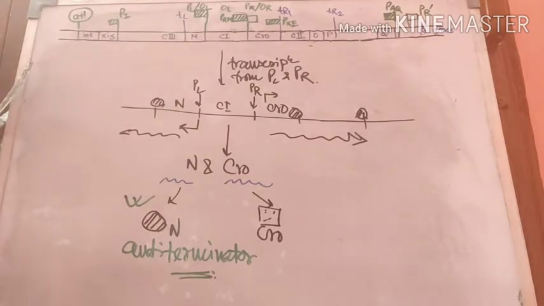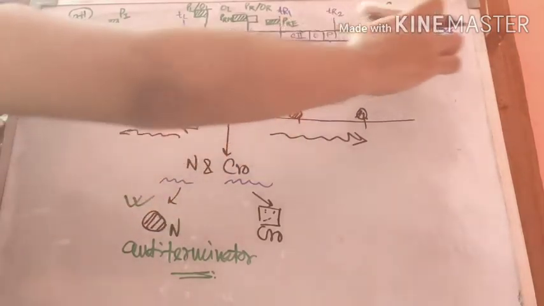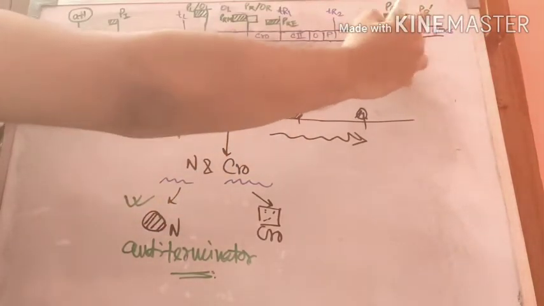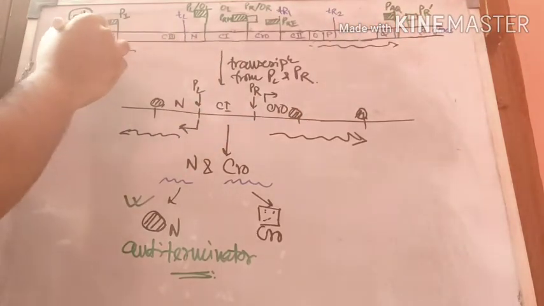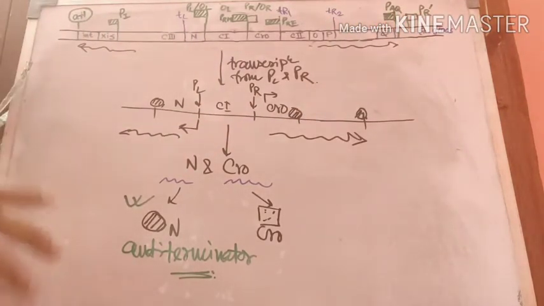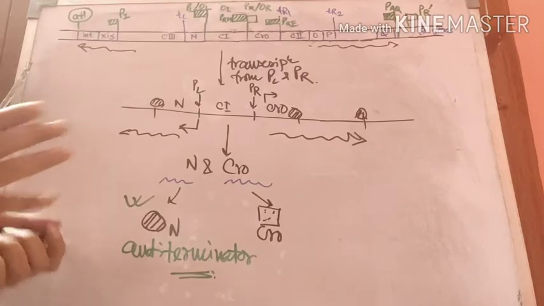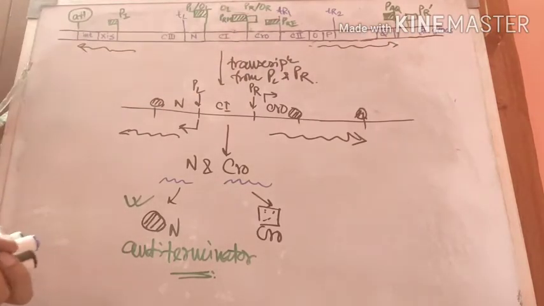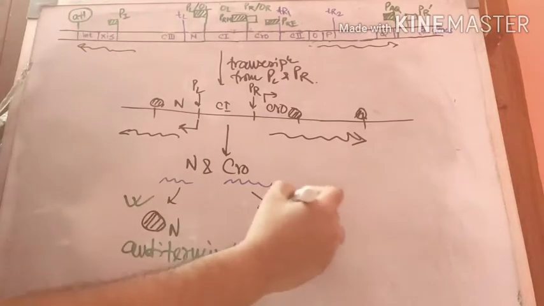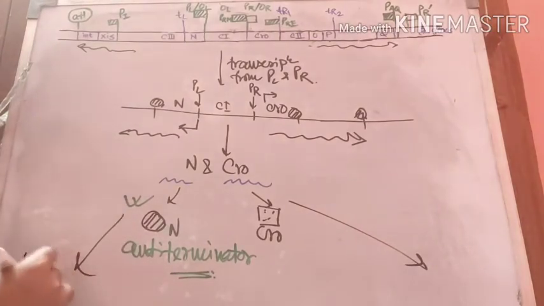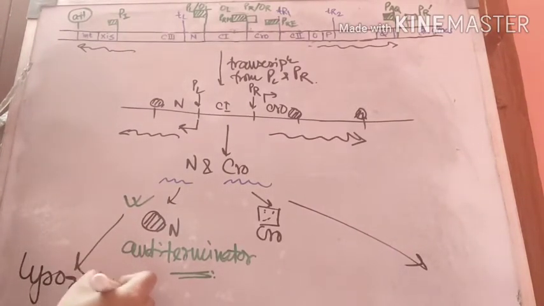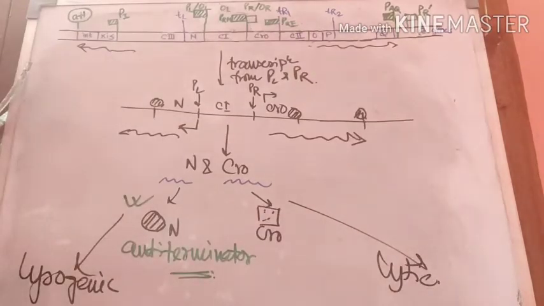Then as a result, all the genes can be transcribed here, up to this Q and all, and here also. So the system is now ready to move either way, either this way or this way, that is towards lysogenic or lytic. Now the decision is to be taken, which way it should go. Fine. Now let us consider the lysogenic cycle first. Say the virus moves towards the lysogenic cycle.